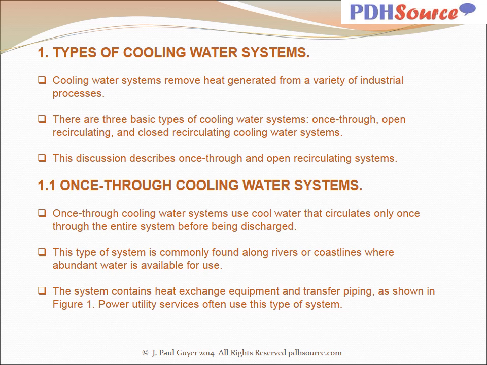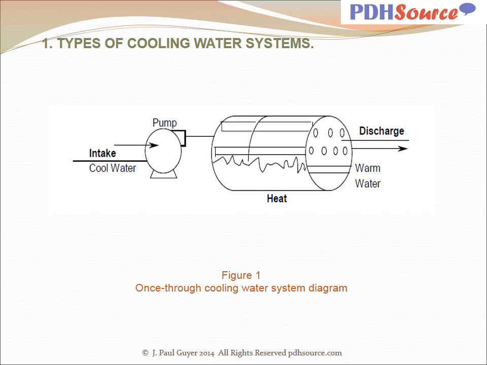First, once-through cooling water systems. Once-through cooling water systems use cool water that circulates only once through the entire system before being discharged. This type of system is commonly found along rivers or coastlines where abundant water is available for use. The system contains heat exchange equipment and transfer piping as indicated in Figure 1. Power utility services often use this type of system. Figure 1 indicates schematically a once-through cooling water system.